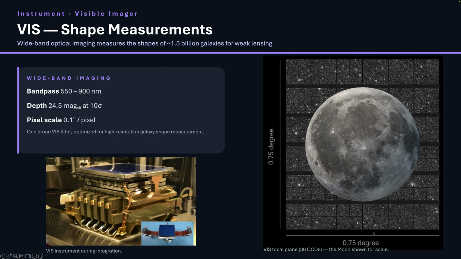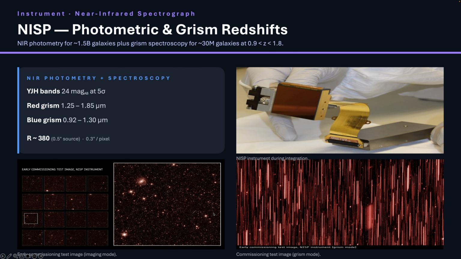Here, the field of view of VIS is shown compared to the full moon, and here you see the VIS instrument during integration. The other instrument is NISP, which offers both imaging and GRISM spectroscopy. Imaging is in 3 bands, Y, J, and H band, that will reach the depth of 24 magnitudes at 5 sigma. And there are 2 GRISMs, one red and one blue, which cover 1.2 to 1.8 micron and then 0.9 to 1.3 micron. The spectral resolution of the GRISM would be about 400 and the spatial resolution of 0.3 arcsecond per pixel.